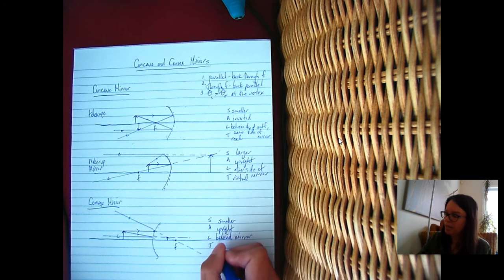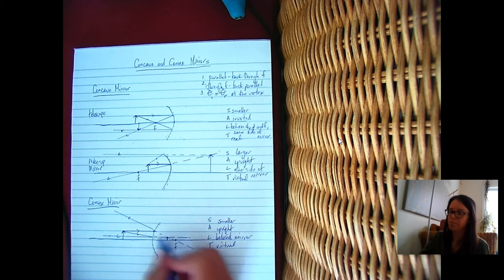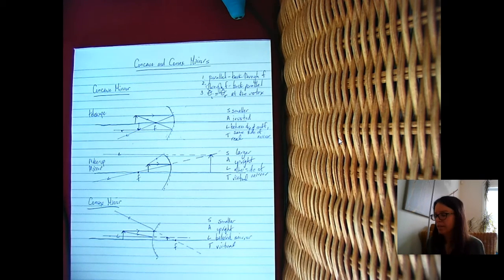Okay, and its type is virtual, which means that it is inside the mirror. I can't go in there and capture it in any way. It was built from these backwards tracing dashed lines. That's how you know it's virtual.